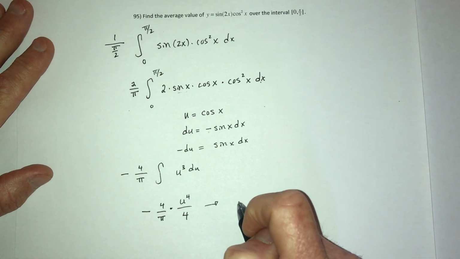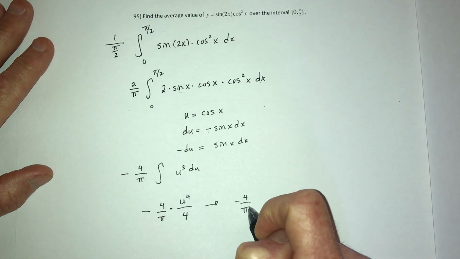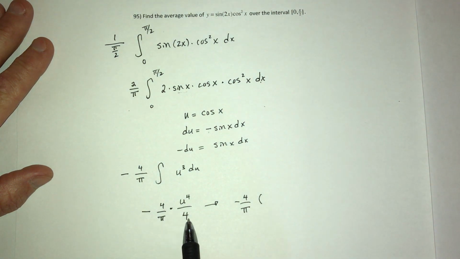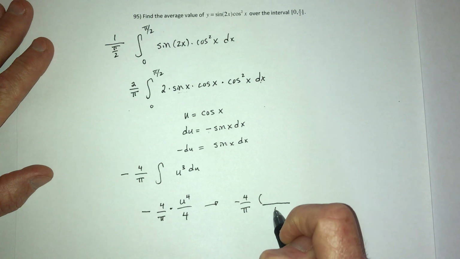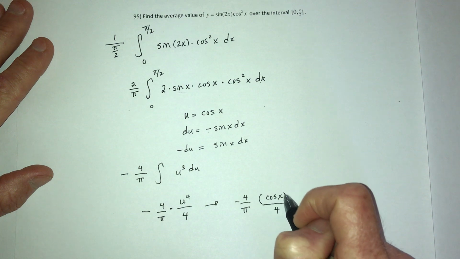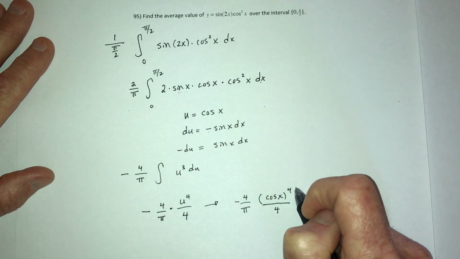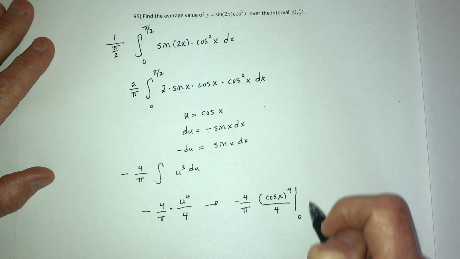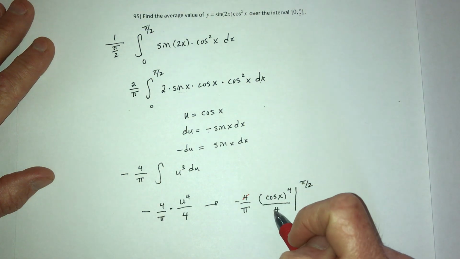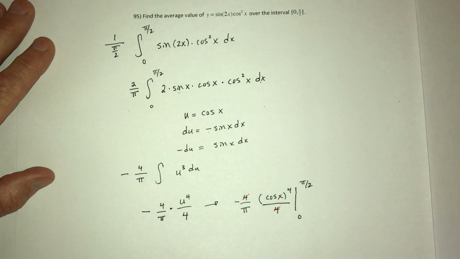So then this will be negative 4 over pi. And then it's going to be, oh, you know what? I could have those 4's cancel. Well, I didn't do it right now, so I'll do it in the next step. And then replace the u, so that's going to be cosine to the 4th. And now evaluate that from 0 to pi over 2. Okay, so now I can have these 4's cancel.